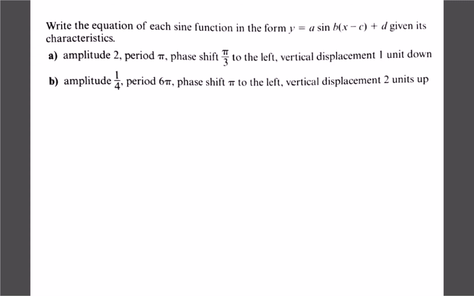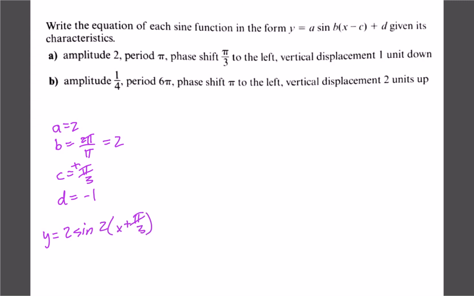Let's try one more. So this one, they give us the equation in words, or the description in words, and we just got to figure out the equations. These ones are usually a little bit easier. So for letter A, we've got an amplitude of 2, a period of pi, so that means our B would be 2 pi divided by pi, which is 2. We have a phase shift of pi by 3 to the left, so that'll be a positive. And we have a vertical displacement of 1 down, so that means our midline would be at negative 1. So our equation is 2 sine of 2 x plus pi by 3, minus 1.